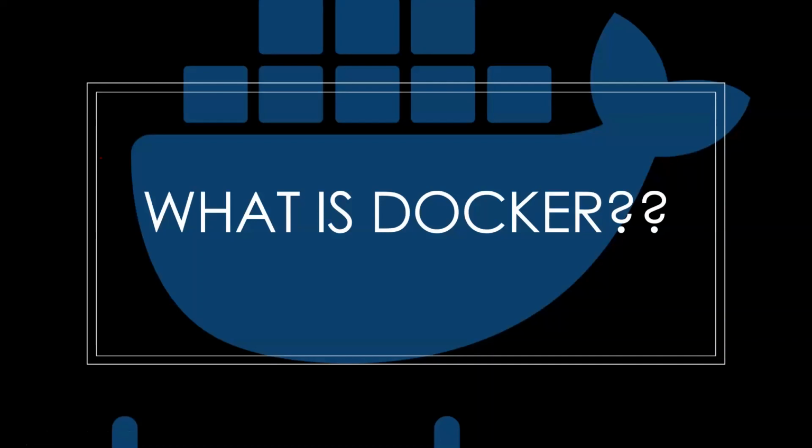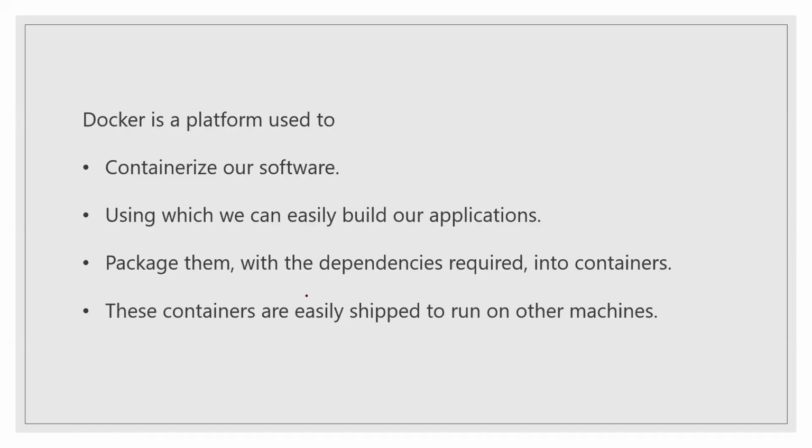So we'll see what is Docker as we reached this point. In simple words, Docker is a platform used to containerize our software, using which we can easily build our application, package them with the dependencies required into containers. These containers are easily shipped to run on other machines. So in simple words, Docker is a platform using these five keywords: containerize, build, package them, ship it, and run it.